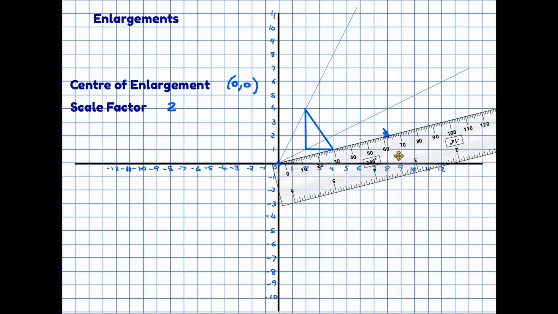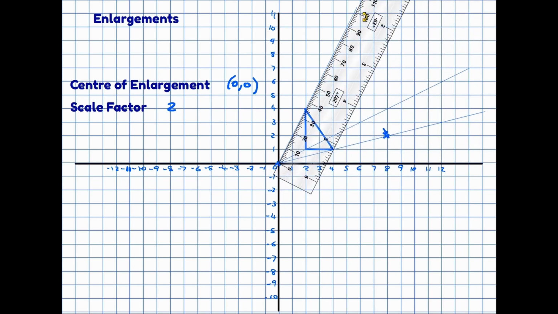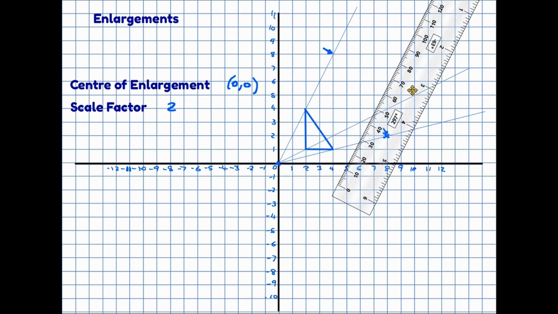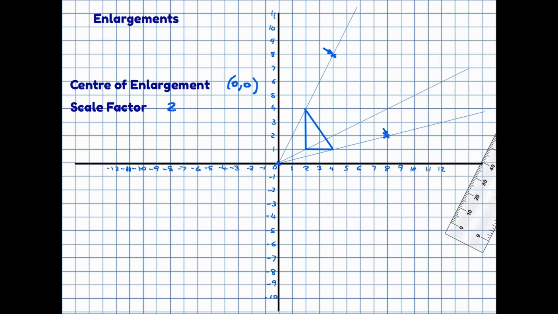In fact, let's go a stage further. Let's look at the top point here. Again, 0 is on the origin. I'm going to turn it up and we will look at the distance there. It is this time 36 centimeters, so you would have to go up to 72, which would take us there. So again, on the line, your corner is going to be there.